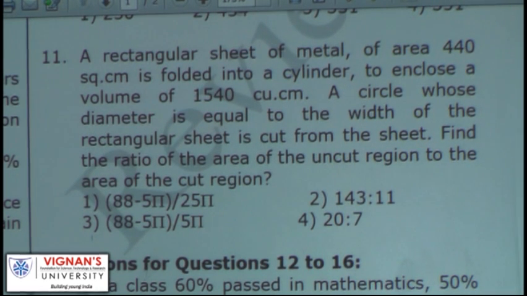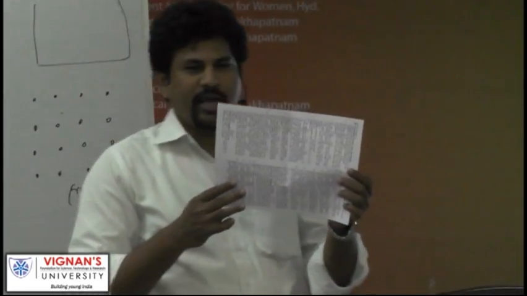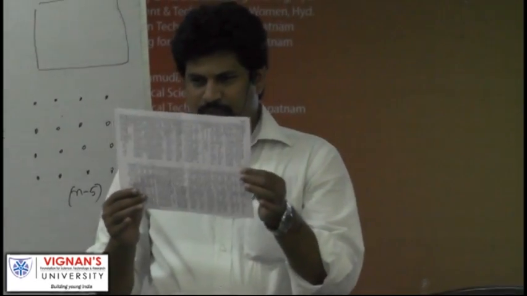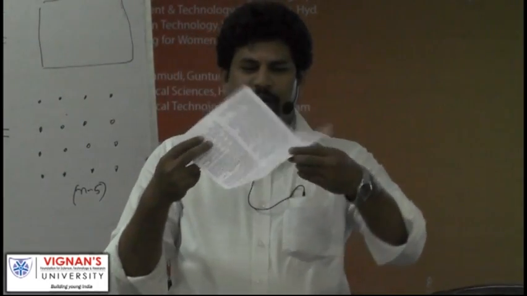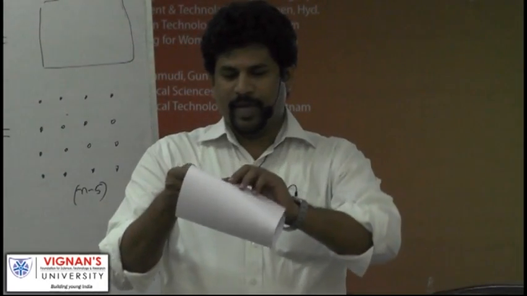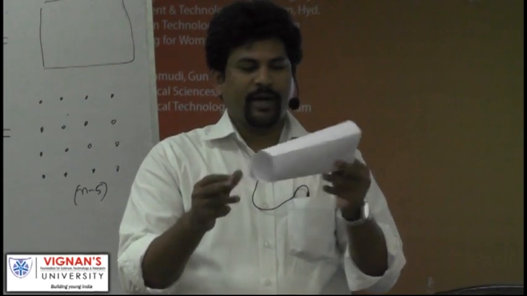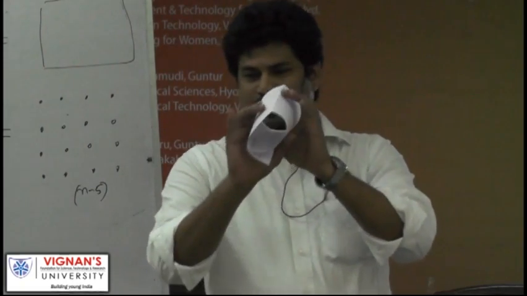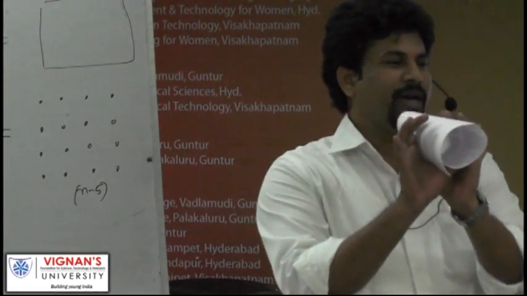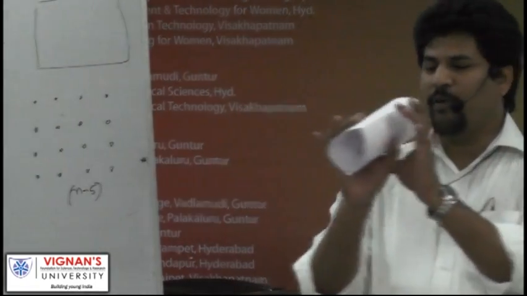What he says is, there is a rectangular sheet. This is a rectangular sheet, right, of area 440 square centimeters. It is folded into a cylinder like this. Now if I fold it like this, what shape do I get? This is a cylinder. This cylinder encloses a volume of 1540 cubic centimeters.